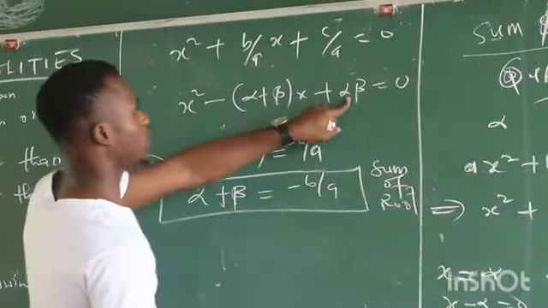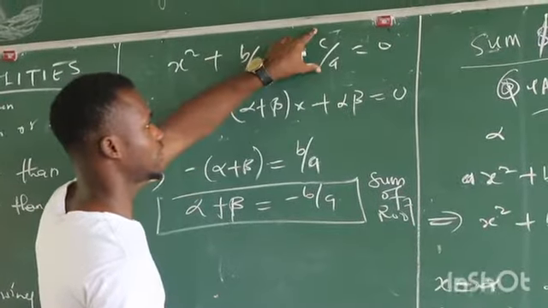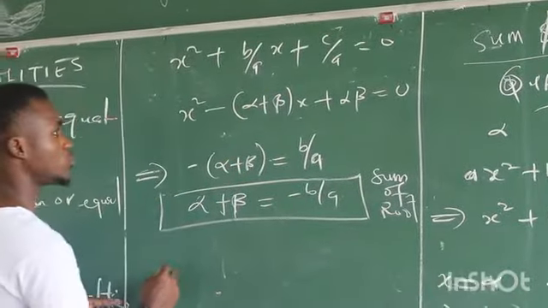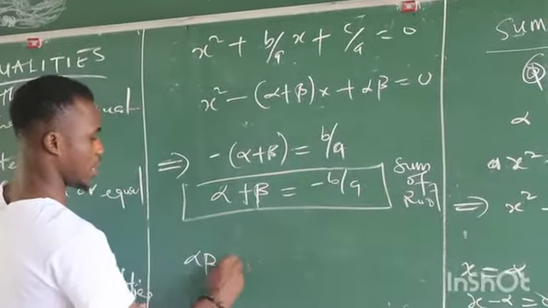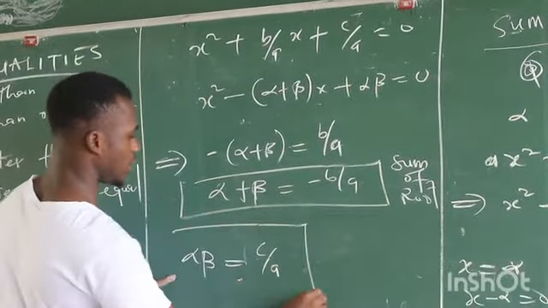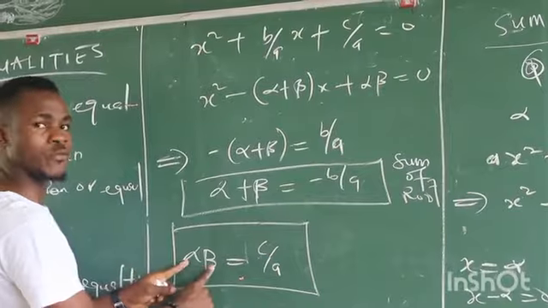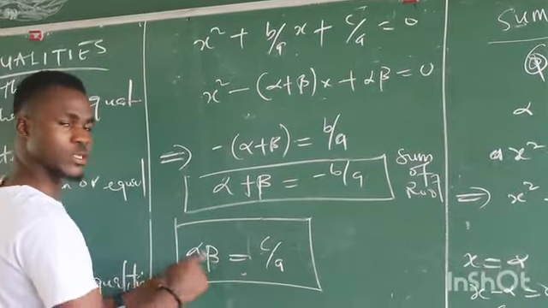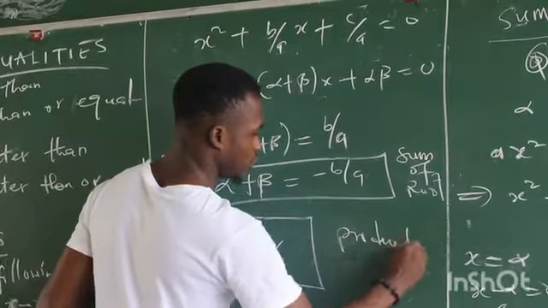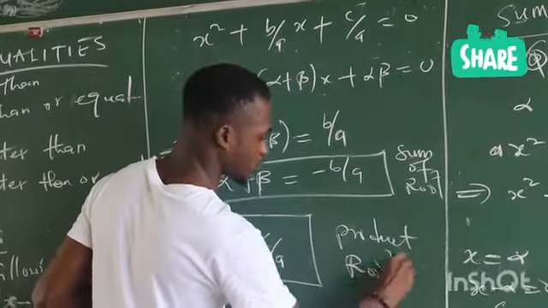Then for the other one where we have the constants, these are the constants and that's the variable x, so that alpha beta should be equal to c all over a, and this gives us the product of the roots because alpha is multiplying beta, so this becomes the product of the roots.